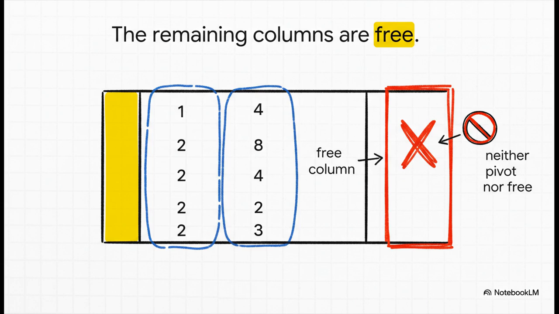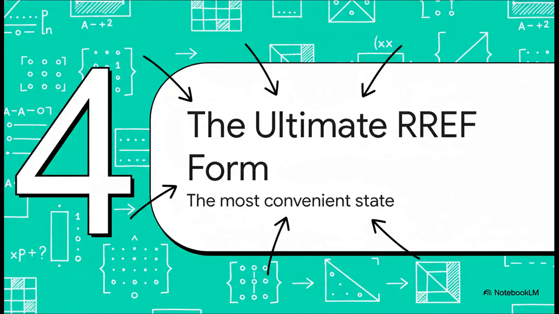See that last column, the one after the vertical line? In an augmented matrix, that column is special. It's not a pivot column, and it's not a free column. It's the answer column, so it's in a category all its own. Don't forget that. Moving on to Section 4, the ultimate RREF form.